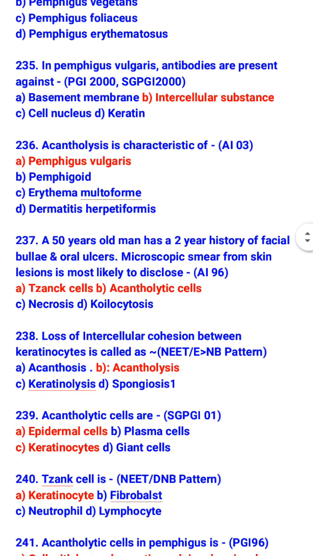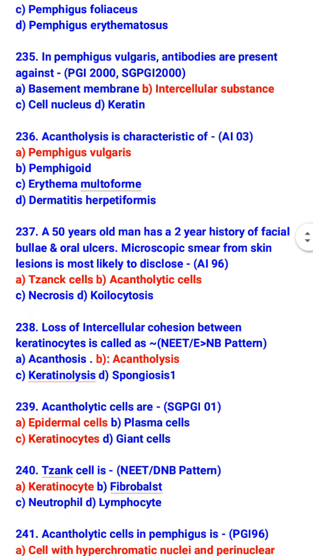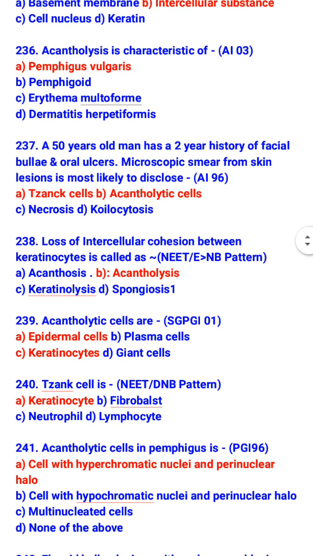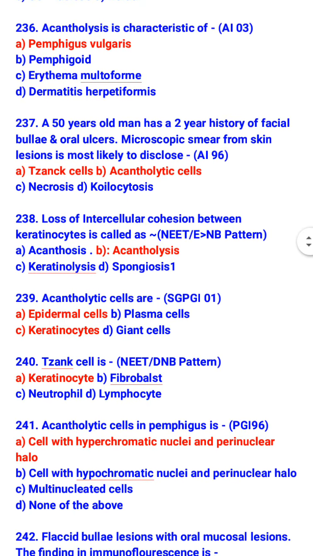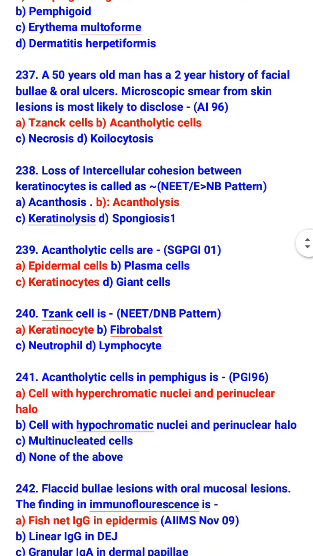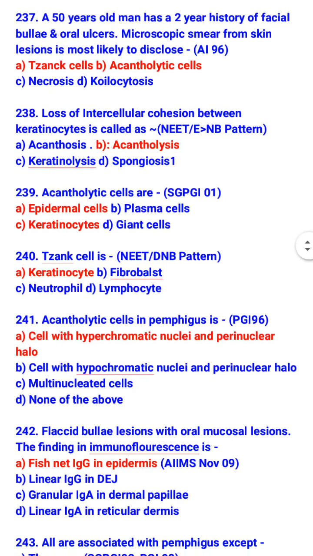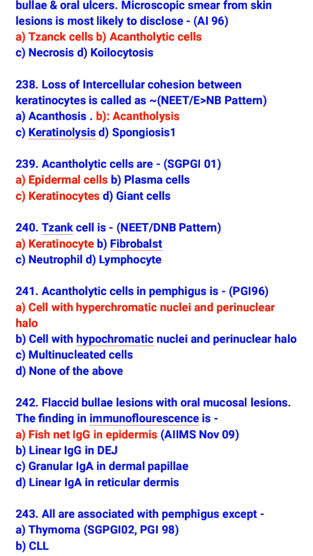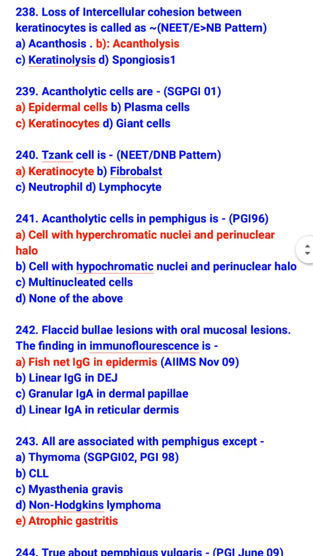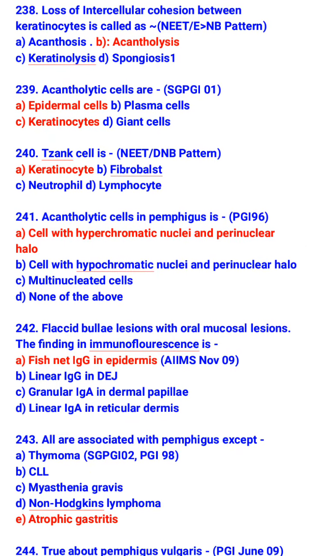A 50-year-old man has a 2-year history of facial bulla and oral ulcers. Microscopic smear from skin lesion is most likely to disclose Tzanck cells and acantholytic cells. Loss of intercellular cohesion between keratinocytes is called acantholysis. Acantholytic cells are epidermal cells and keratinocytes. Tzanck cell is a keratinocyte. Acantholytic cells in pemphigus are cells with hyperchromatic nuclei and perinuclear halo.